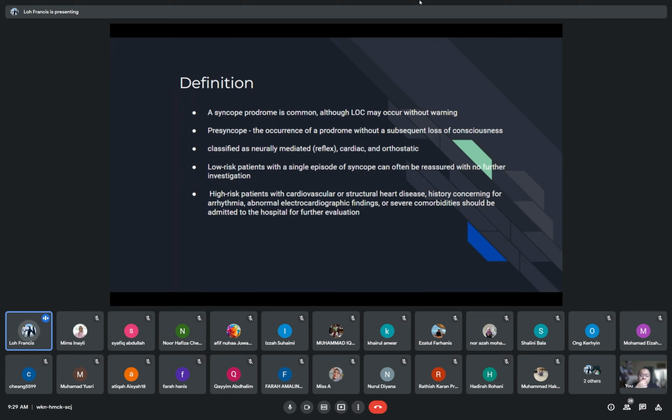So here we classify syncope into three main categories: neurally mediated, cardiac, and orthostatic. A low-risk patient with a single episode of syncope can often be reassured with no further investigation, while high-risk patients, with cardiovascular or structural heart disease, history concerning for arrhythmia, abnormal ECG, or severe comorbidity, should be admitted to hospital for further evaluation.